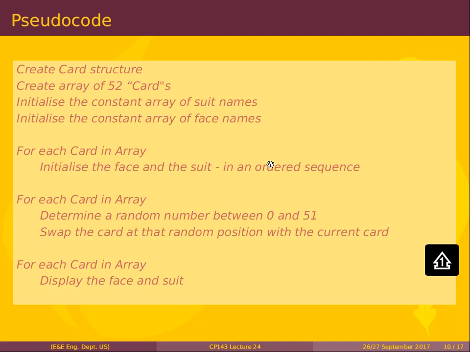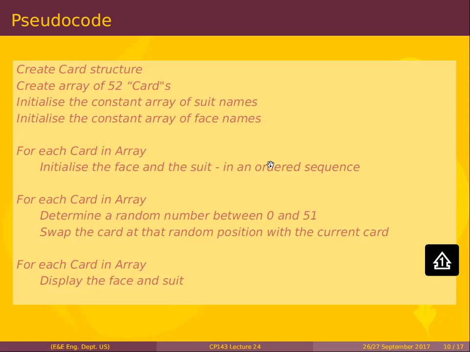Then I need to start off by first filling my deck with cards. So for each card in the array, initialize the face and the suit, so assign it. We say, okay, card item number 0 is 2 of hearts, or something like that.